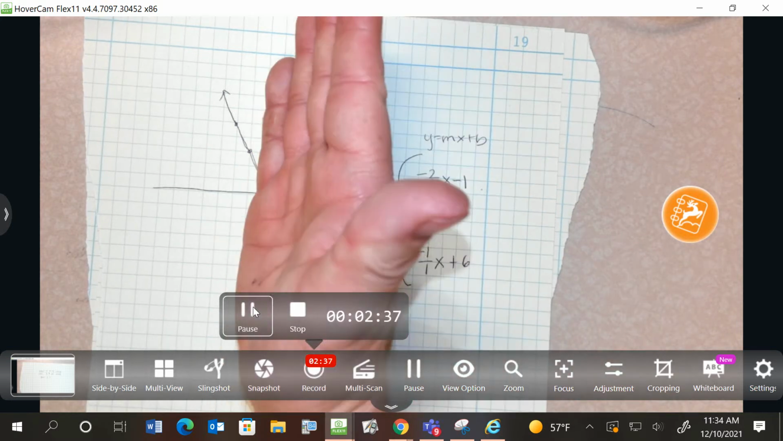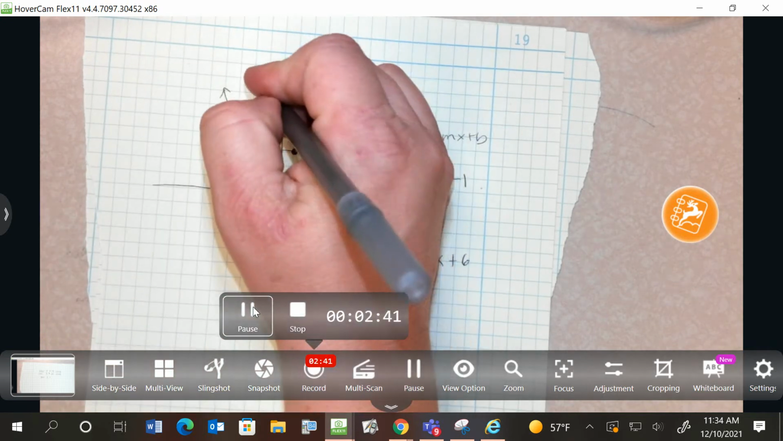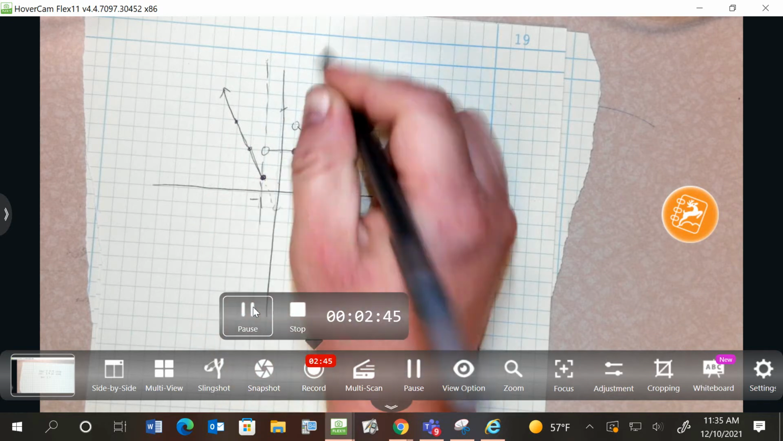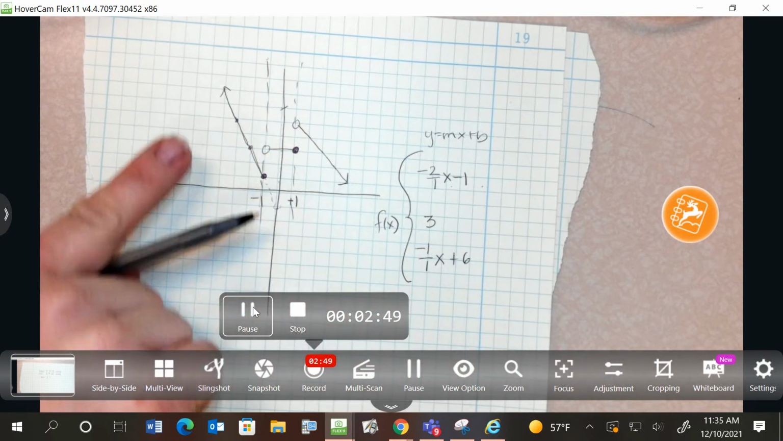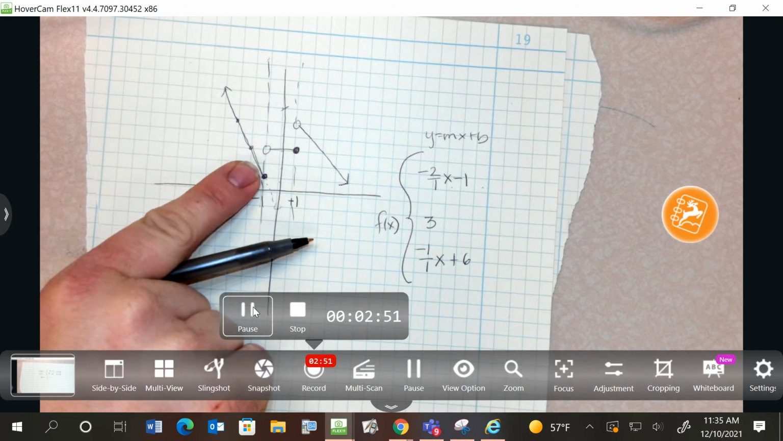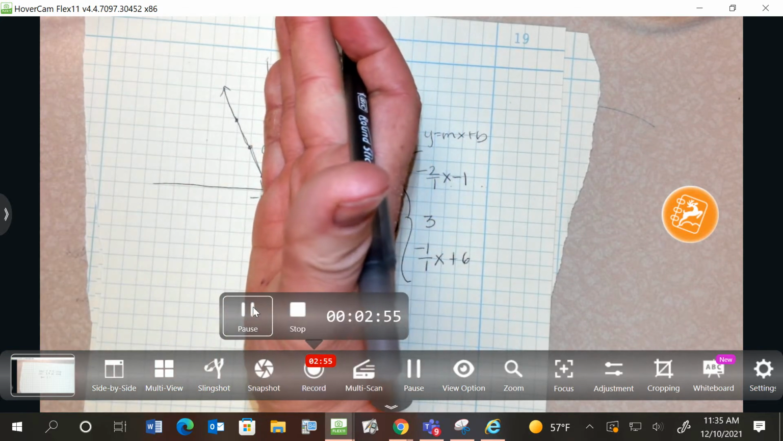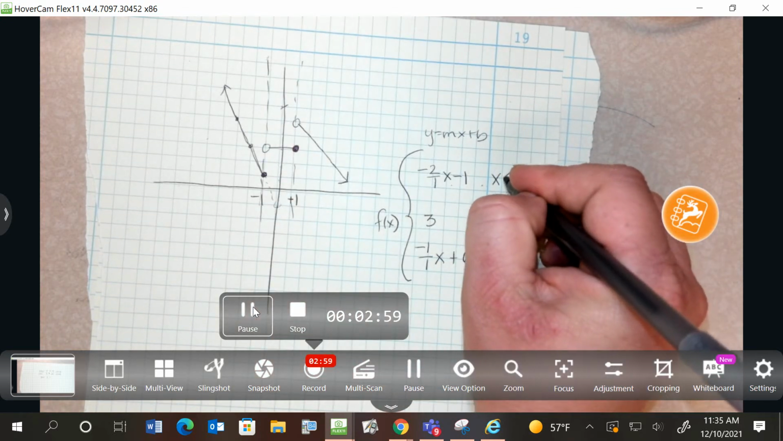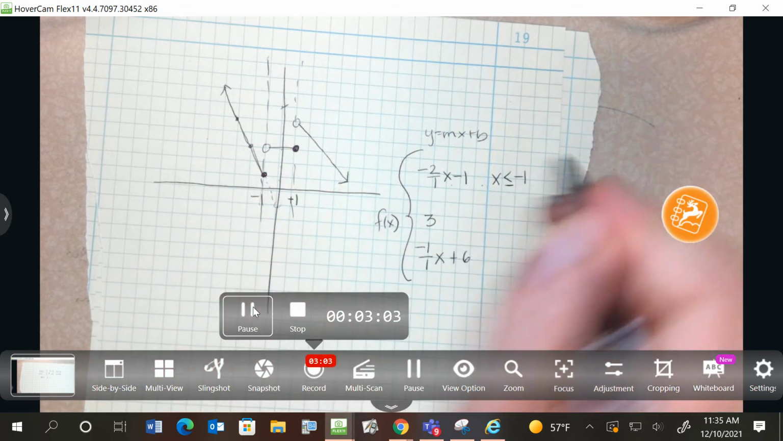Now I need to be able to show that it only occurs on parts of the graph. So the boundary lines here will be -1 and +1. This particular portion only occurs to the left of -1. So x to the left of -1, it is a solid dot. A line goes underneath.